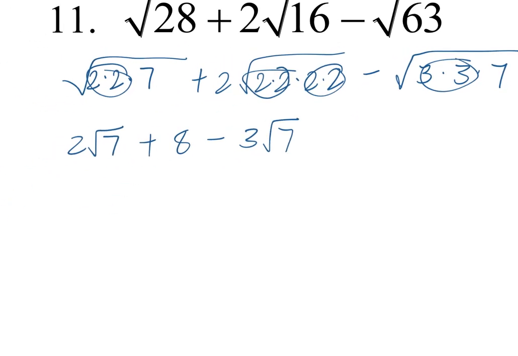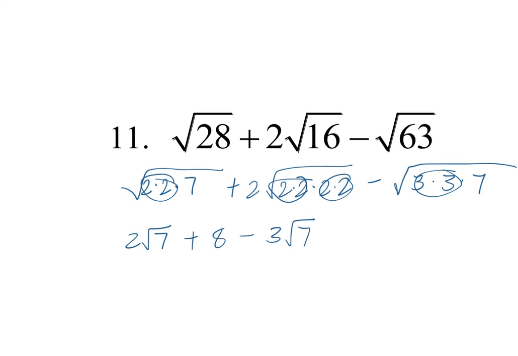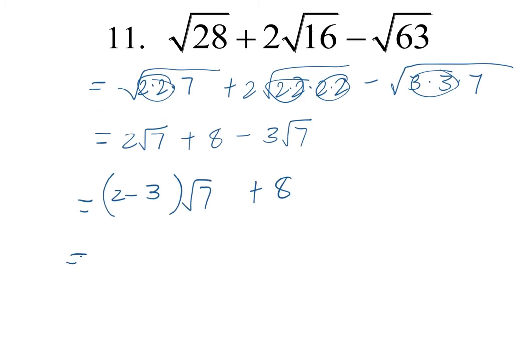So not everything in this is like radicals. Only the 2 square root of 7 and 3 square root of 7 are. So what I'll end up having is the square root of 7, and I'll say 2 minus 3, and then I'll tag plus 8 on the end to give me negative the square root of 7 plus 8. I put negative the square root of 7 because 2 minus 3 is negative 1. I just didn't put the 1 right there with it.